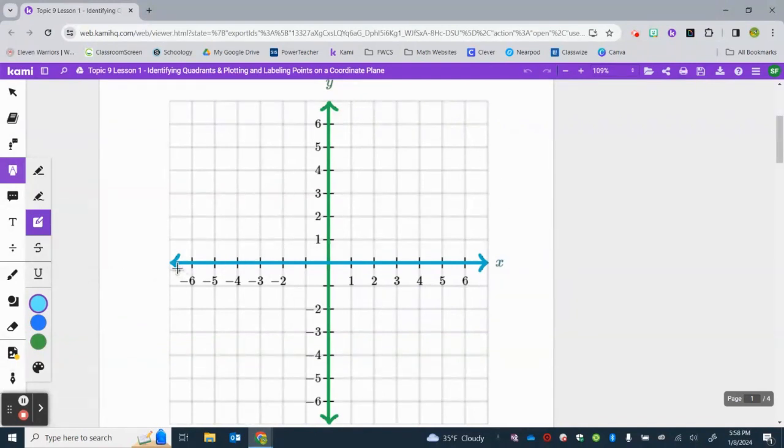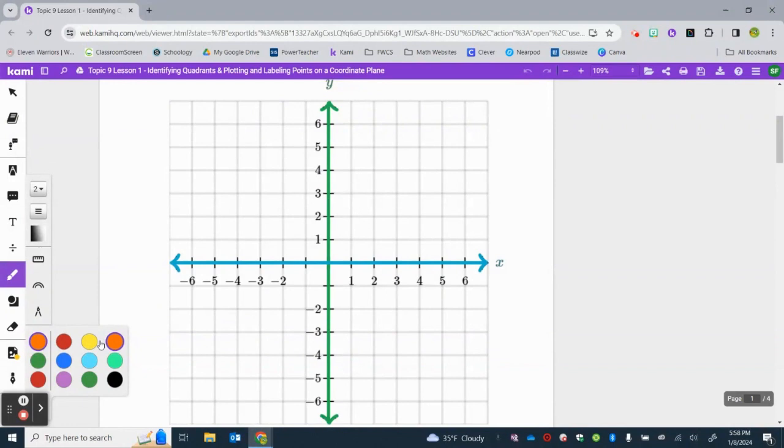So we have our horizontal axis here in blue, and you can notice over here we have the x, and then we have our vertical axis here in green, and up top we can see that it's been labeled y. And the intersection of these 2 lines is a very special place right here in the middle where they meet. This is called the origin.